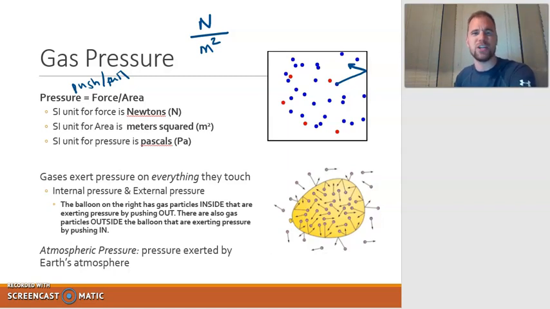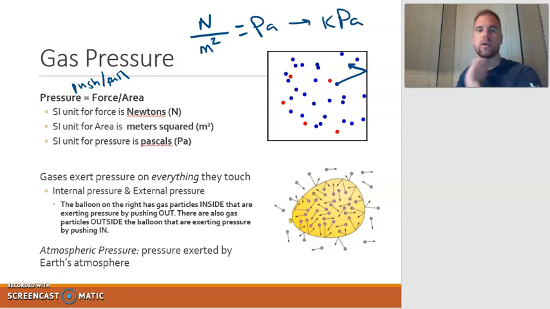Now, we don't want to have to write newtons per meter squared all the time, and so we actually came up with a unit that encompasses that, and that's known as the unit of Pascal. Now, normally, we're dealing with very large amounts of pressure, so you're probably not going to see Pascal as much as you see the metric version, kilopascal. So you'll see that a lot more. And 1 kilopascal is 1,000 pascals. But nevertheless, that's the unit of pressure.